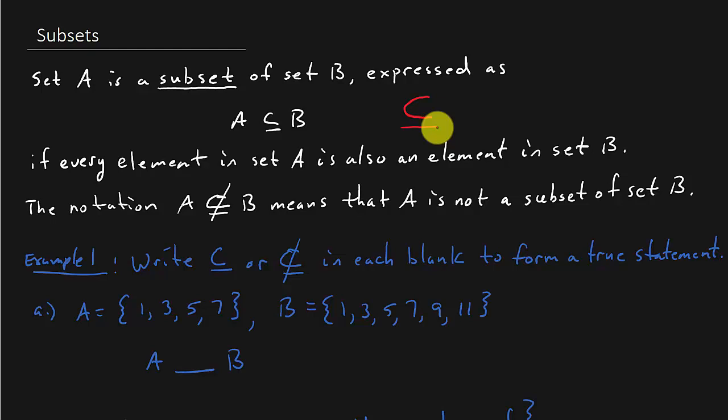A is a subset of B if every element in set A is also an element in set B. And the notation, this symbol here but with a line through it, means that A is not a subset of B. All right, so talking about subsets and not a subset, in order for A to be a subset of B, all the elements of A have to be in B.